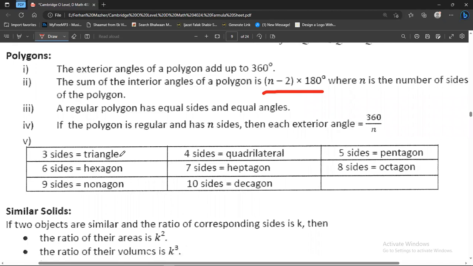Three-sided figure is called a triangle. The four-sided figure is called a quadrilateral. Five-sided figure is called a pentagon. Six-sided figure is called a hexagon. Seven-sided figure is called a heptagon. Eight-sided figure is called an octagon. Nine-sided figure is called a nonagon. And 10-sided figure is called a decagon.